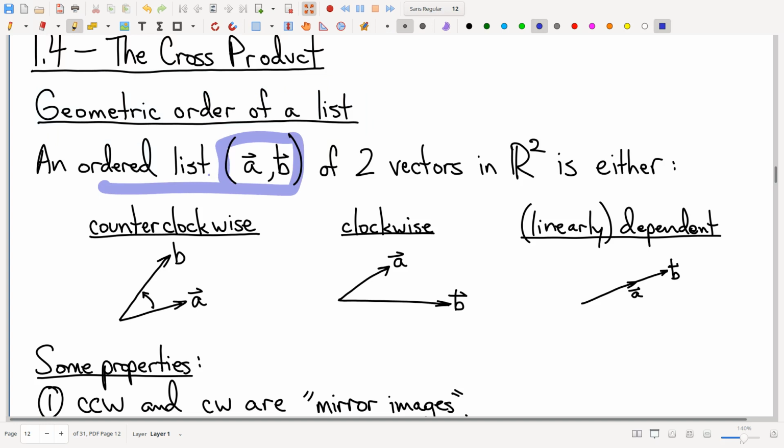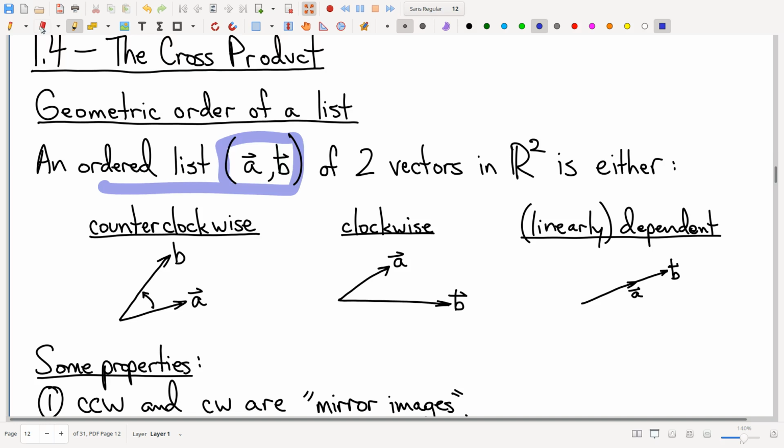I emphasize this is not a set of vectors. This is a list of vectors. The distinction being that a list has an order to it. Right? All lists are ordered. So there is one that is specifically first. There is one that is specifically second. Whereas if you just have a set, there's no particular order on the set.